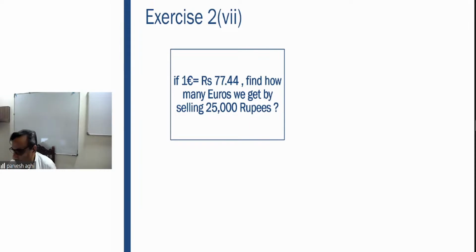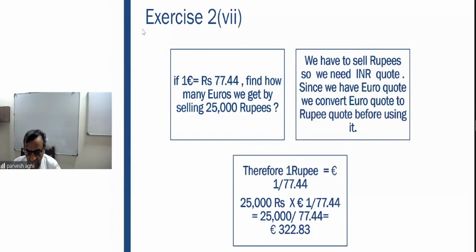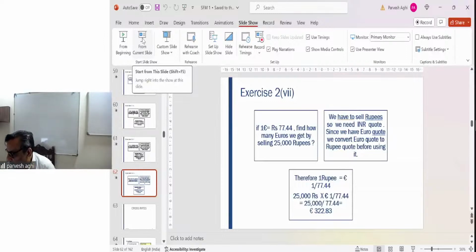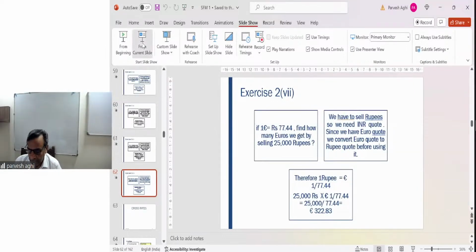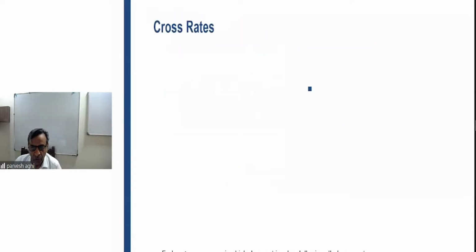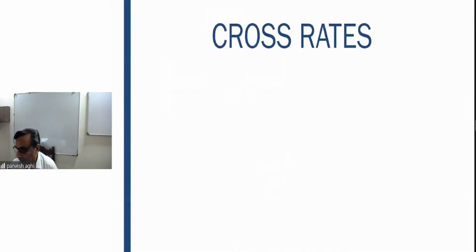You're right. Absolutely right. So 1 euro is equal to so many rupees. Find how many euros we get by 25,000. So answer is 322.83. Yeah. All of you have done right. So let's move on to another chapter.